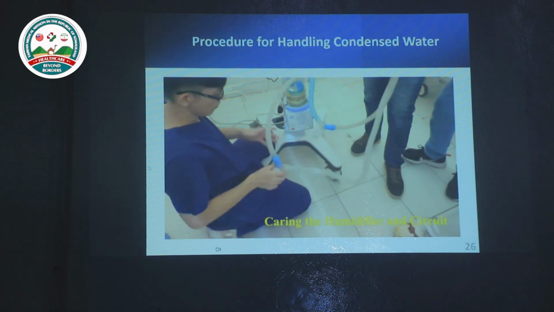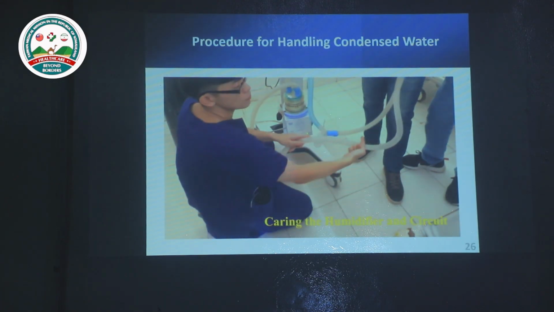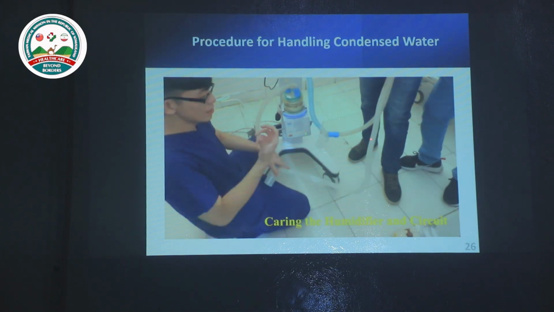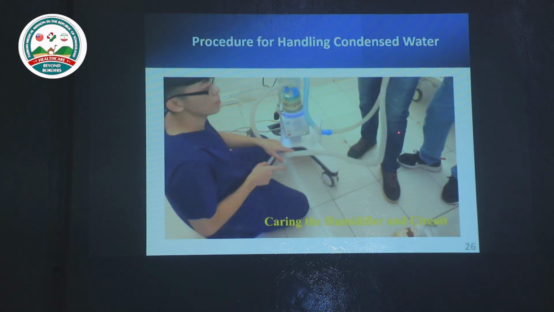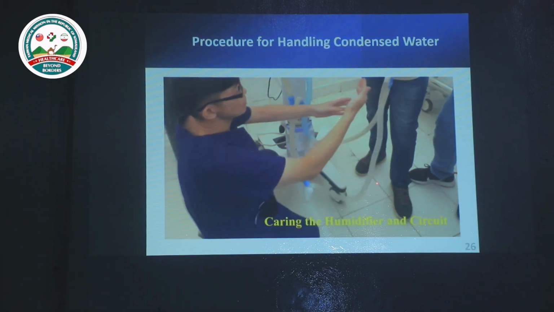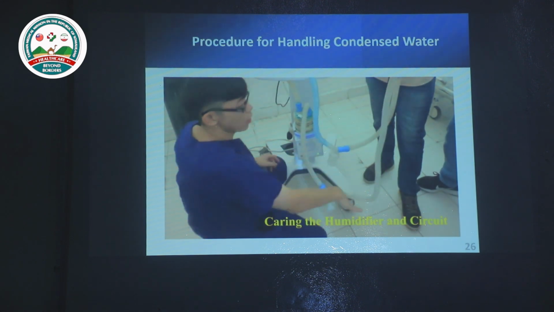Okay, so this is how I demonstrate how to handle condensed water when the patient is using the ventilator. The first thing is that, because the patient is on this side, we need to let the ventilator circuit sit below the bed of the patient. Otherwise, the patient would aspirate this condensed water. So this ventilator circuit should be below the bed of the patient.